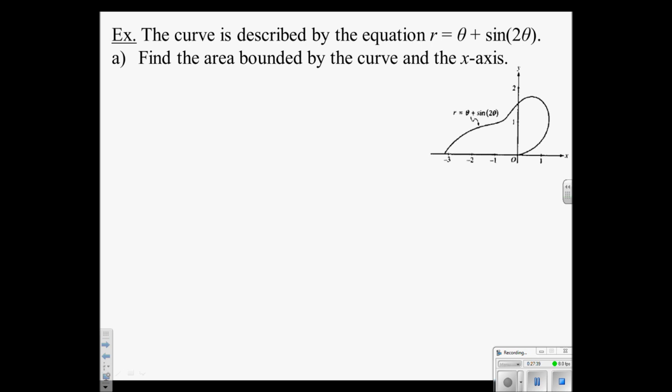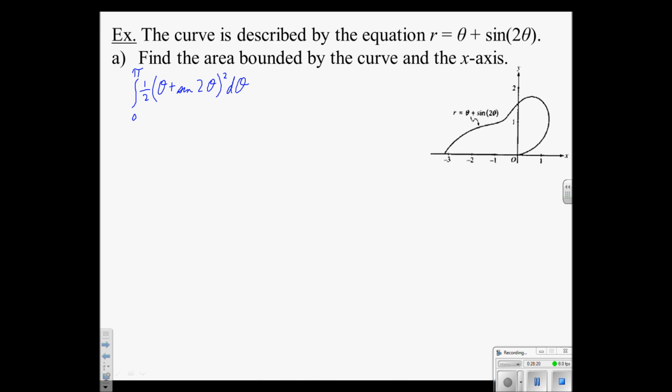Okay, well, to find the area bounded by the curve and the x-axis, we want everything that's inside of the curve. And so it looks like we're going to set up the integral from 0 to pi, 1/2 of my function, my equation here, theta plus sine 2 theta, squared, d theta.